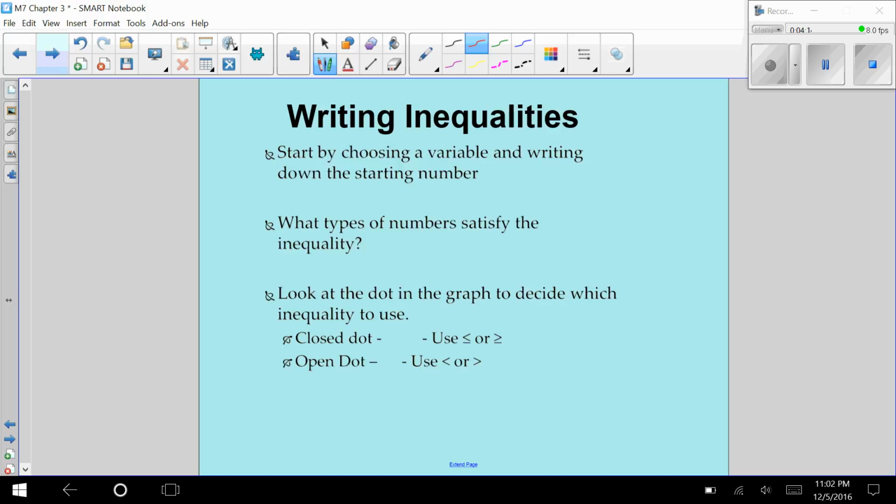All right, now we're going to work on writing inequalities. We start by choosing a variable and write down the starting number. Then we'll ask ourselves what types of numbers satisfy the inequality. And then we'll look at the dot in the graph to decide which inequality to use. If it's a closed dot or filled in, like so, you use a less than or equal to or a greater than or equal to. And if it's an open dot like that, you use a less than or greater than.